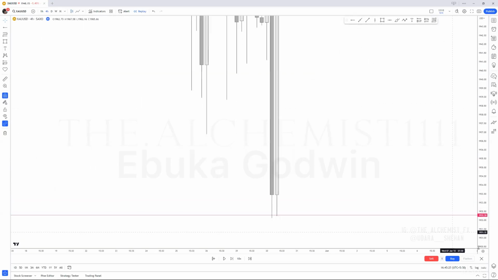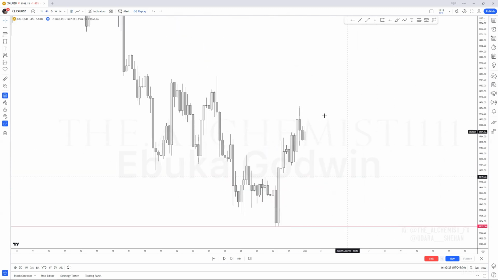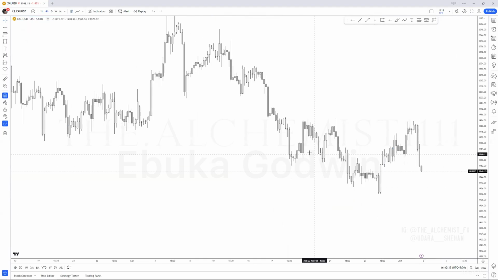See that? That is why I keep telling you to practice. If you understand the logic behind this, it's more than enough. All you have to do is understand. So there we go. You see the precision, right? And don't think you can only trade gold with this.